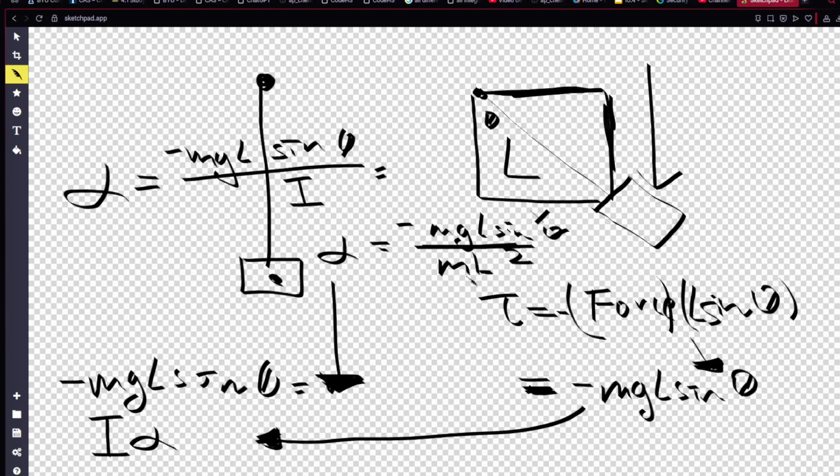So now what we can do is cross out some algebraic terms. Also, sine theta should just be theta because of small angle approximation, as we mentioned before. So now we get negative g theta over L. This is the form that we have here.